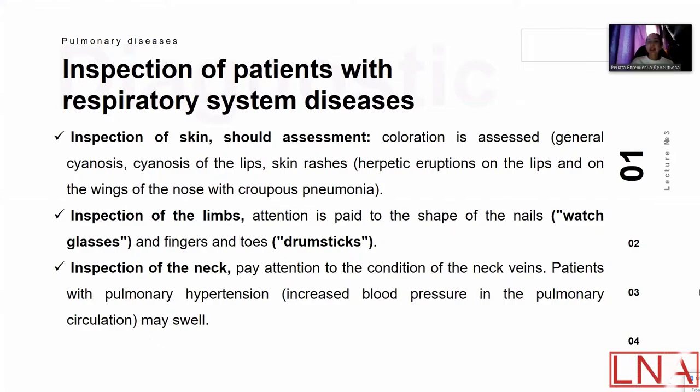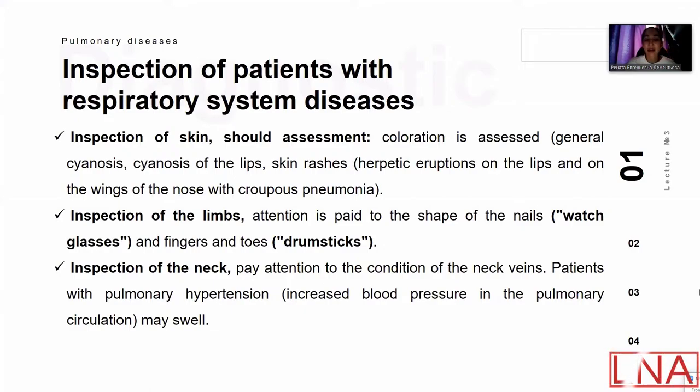Continue. During the inspection of the skin, we need to assess coloration. We can find general cyanosis, cyanosis of the lips. We can find skin rashes, like herpetic eruption on the lips and on the wings of the nose with croupous pneumonia. With my group, we discussed such a case history about herpetic rashes.